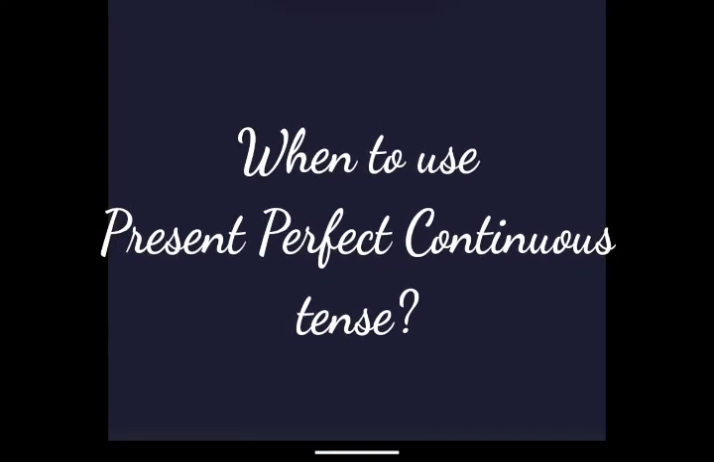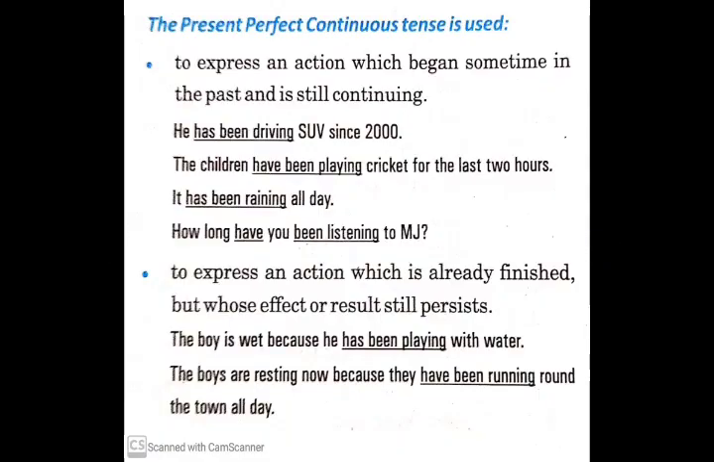Now let's learn where and when we have to use present perfect continuous tense. To express an action which began sometime in the past and is still continuing. So if some action began in the past and is still going on, then we use this form of tense. For example, she has been driving an SUV since 2000. The children have been playing cricket for the last 2 hours.